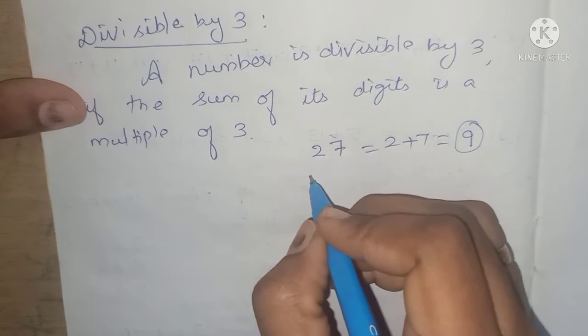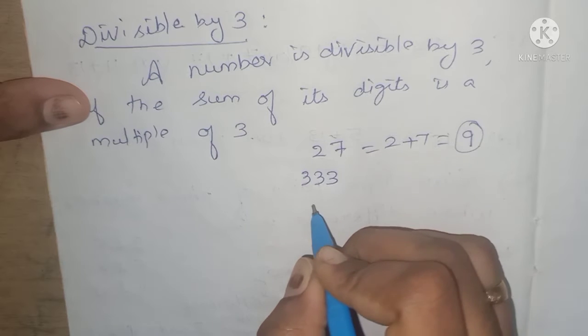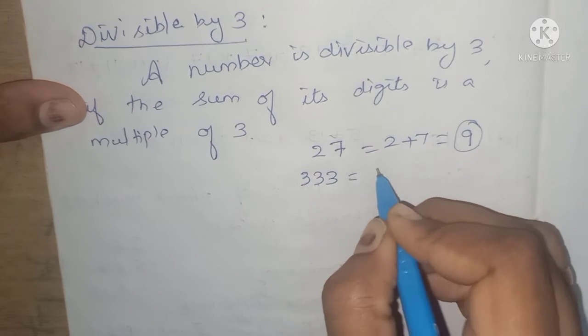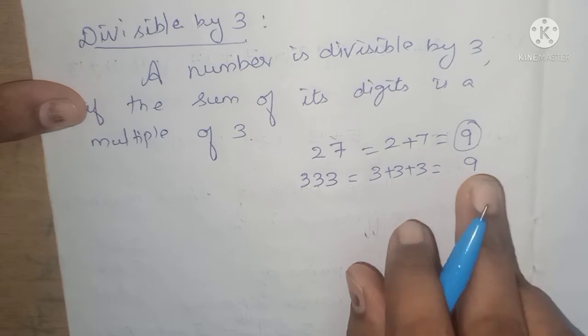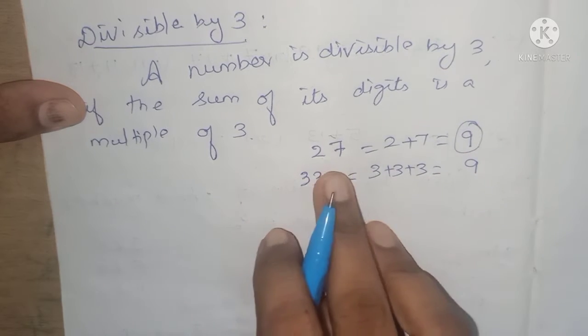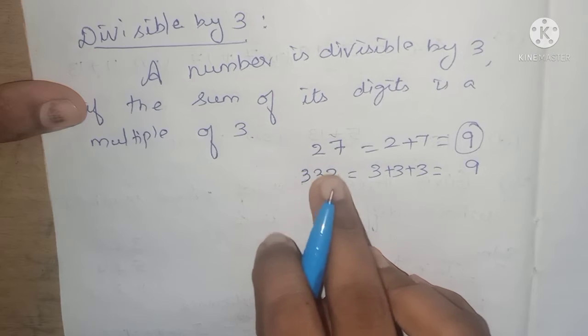For example, consider 333. What is 3 plus 3 plus 3? It is 9. So 9 is a multiple of 3, isn't it? So we say that this entire number is divisible by 3.